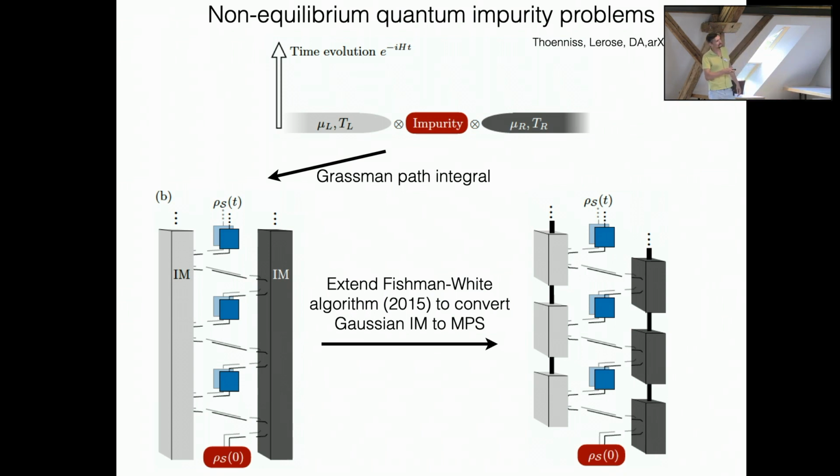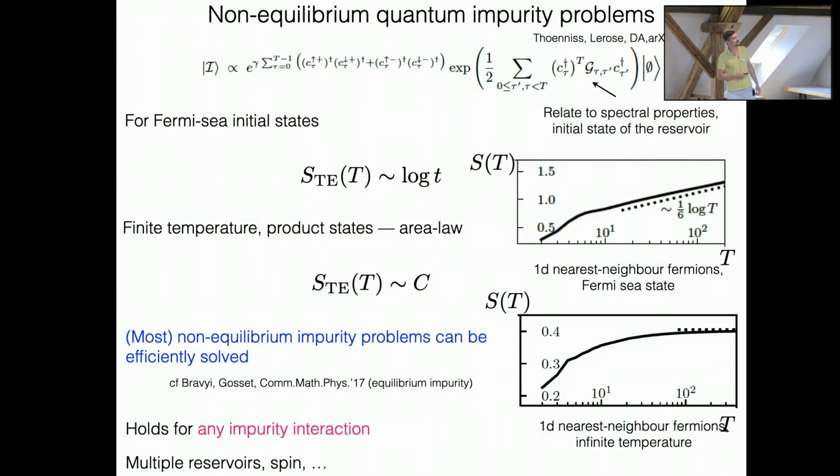And then there is a nice algorithm by Fishman-White, which we had to extend a little bit, to convert this influence matrix, which is Gaussian, into a matrix product state. So there is a sort of algorithmic way to do it. And if this is done successfully, then this is pretty nice, because then you can insert any impurity Hamiltonian you like, and the time observables can be computed efficiently.